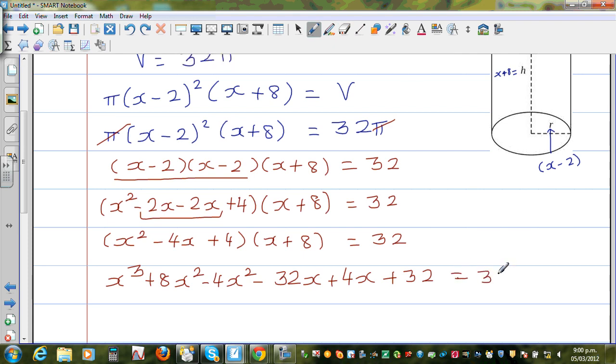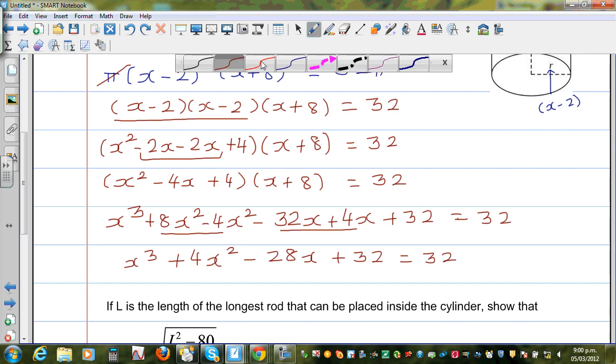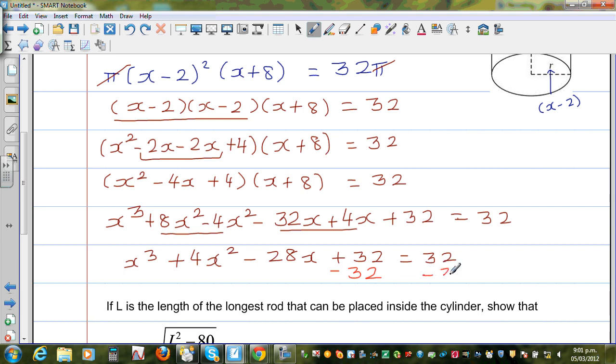So we've got 32 on both sides. Let us simplify this first. So this is x cubed, plus 4x squared, minus 28x, plus 32 is equal to 32. Okay, I don't have space, but I'll try to finish it off. You've got 32 on both sides, so you can take away 32 from both sides.